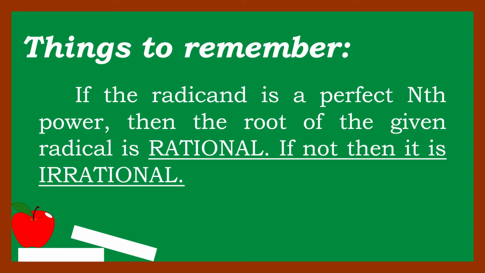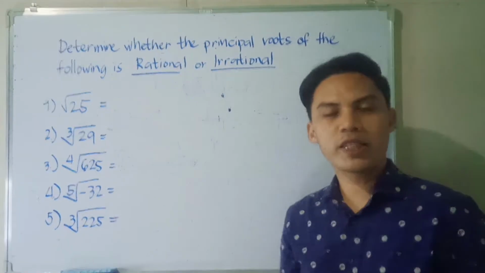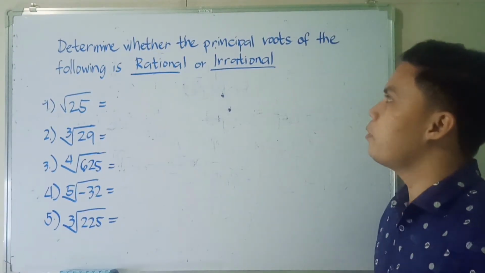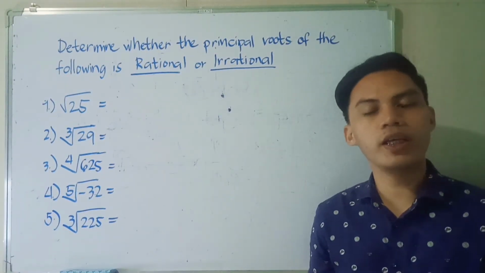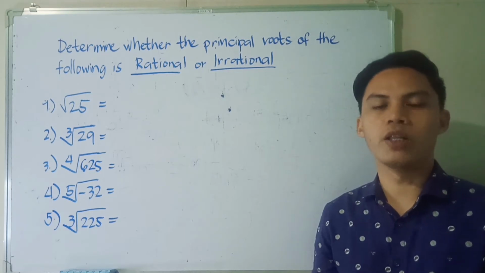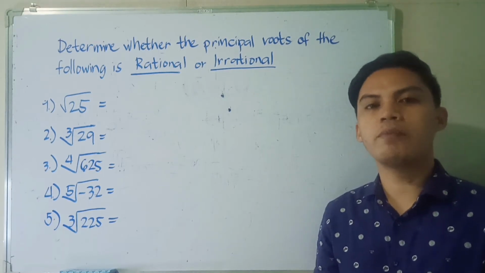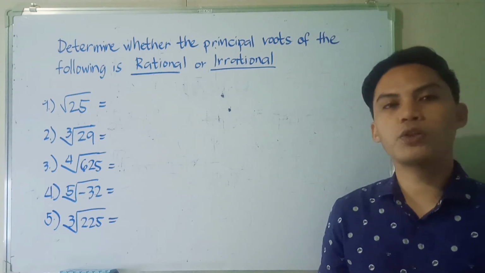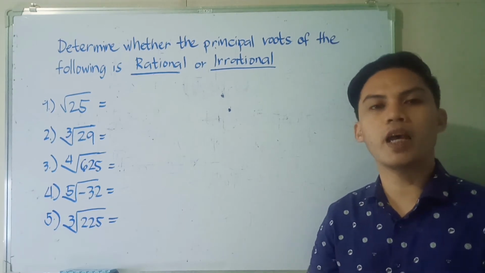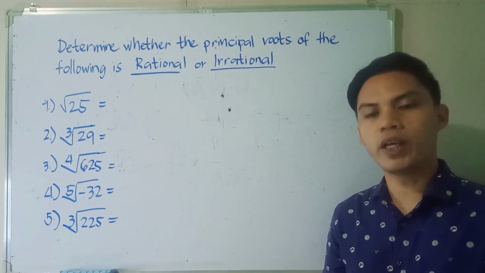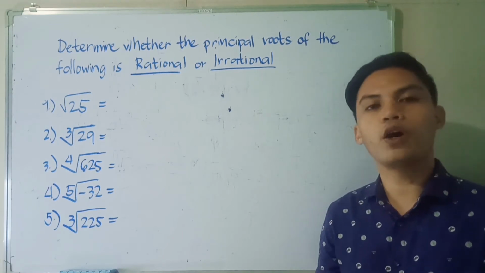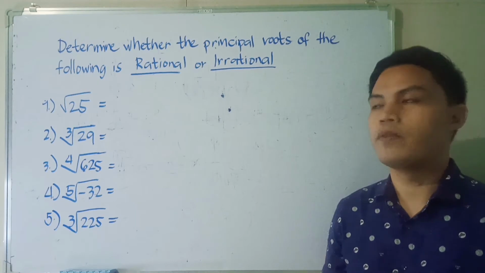If the radicand is a perfect nth power, then the root of the given radical is rational. If not, then it is irrational. So, let's have the following examples. Determine whether the principal roots of the following are rational or irrational. So again, yung tatandaan lang natin, masasabi natin yung principal root is rational pag yung given radical natin is a perfect nth power. Pero pag hindi naman, then the principal root of our given is irrational.